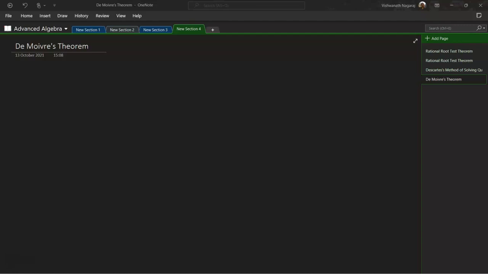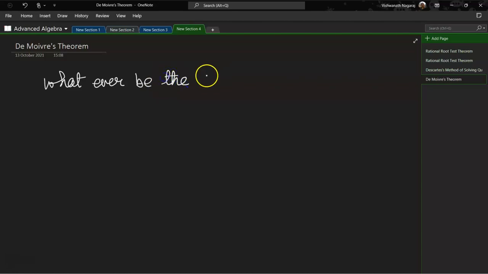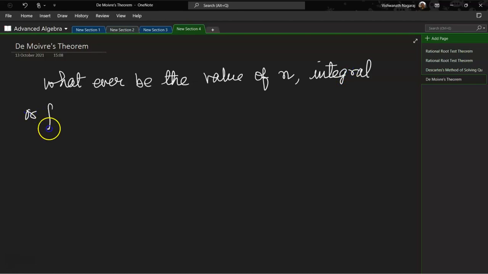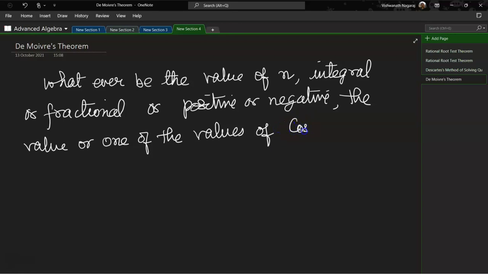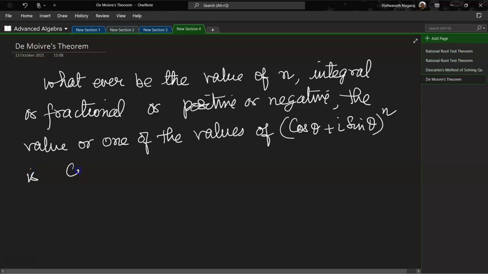Let's look at De Moivre's theorem. Whatever be the value of n, integral or fractional or positive or negative, a value or one of the values of (cos theta plus i sin theta) to the power of n is going to be cos n theta plus i sin n theta.